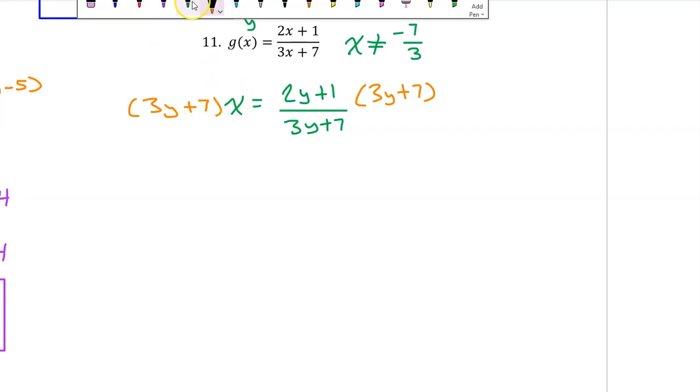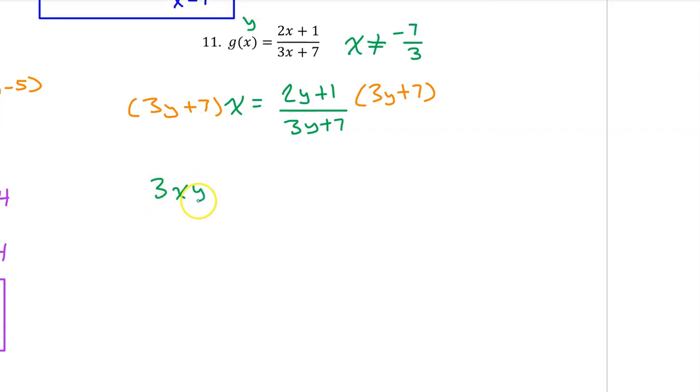On the left-hand side, I am going to distribute this x. So I will end up with 3xy plus 7x. On the right side, the 3y plus 7 cancels out with the other 3y plus 7, and I'm left with 2y plus 1. I need every term that has a y in it on the left side of the equation, and every term that does not have a y must be on the right side of the equation.